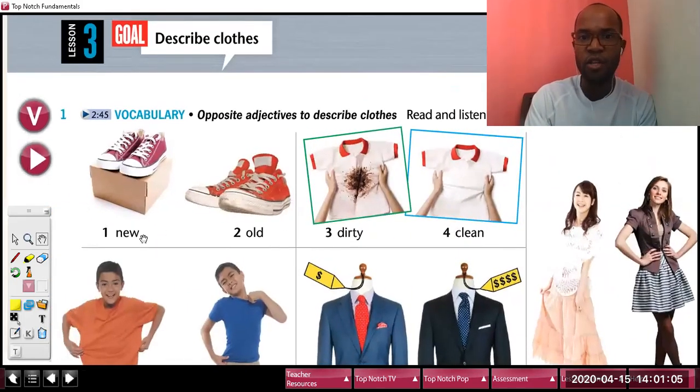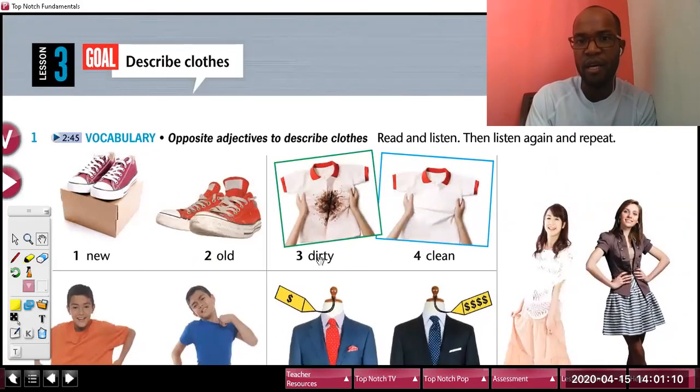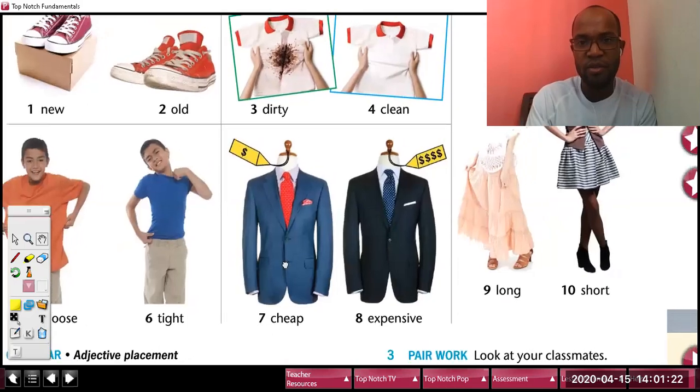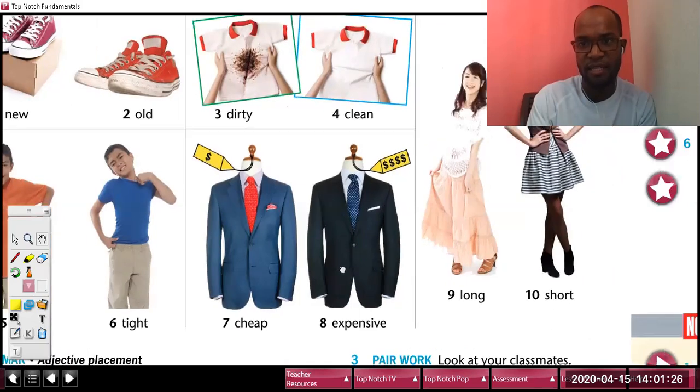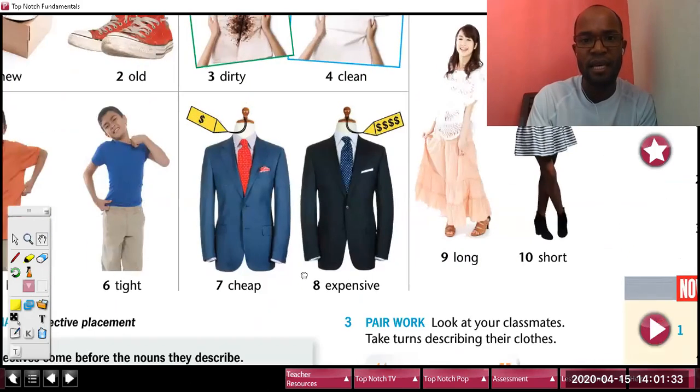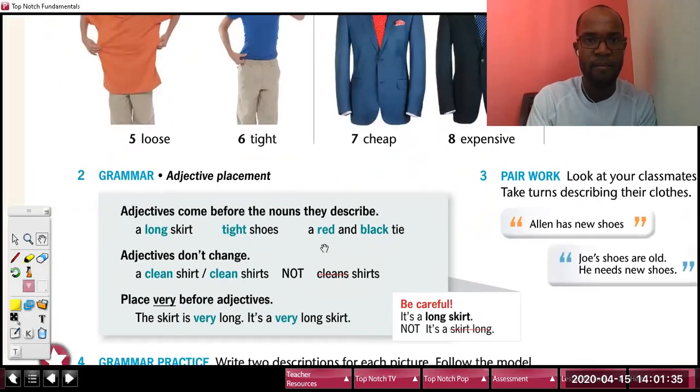Do you have new or old shoes? Do you have a dirty or a clean polo shirt? Do you have a loose or tight t-shirt? Do you have a cheap or expensive jacket? Do you have a long or short skirt? Tell me about your clothes.